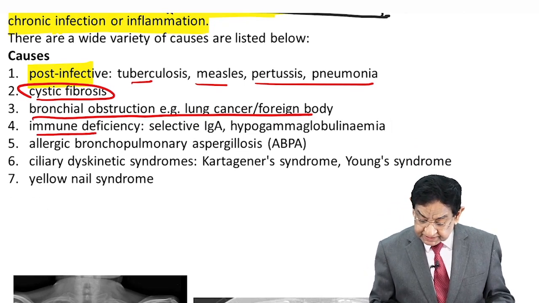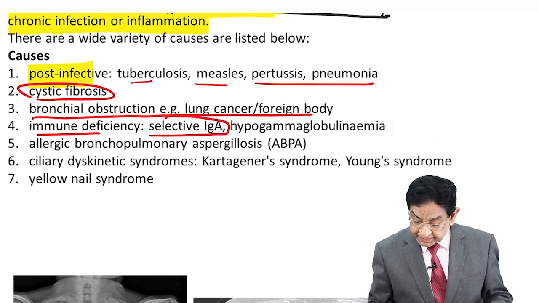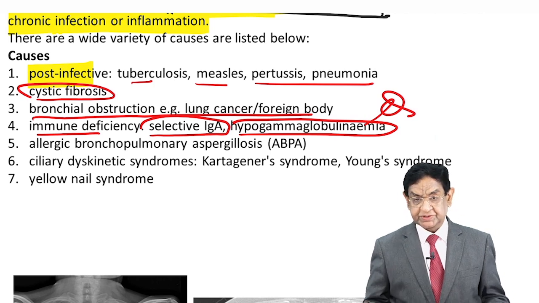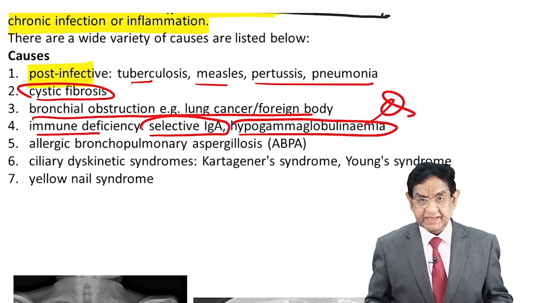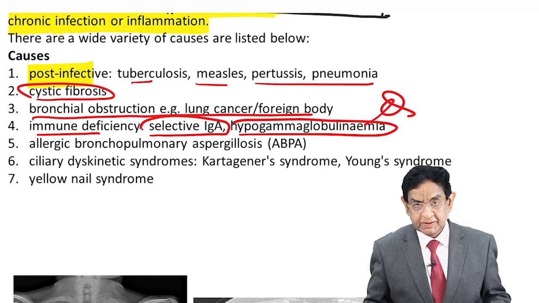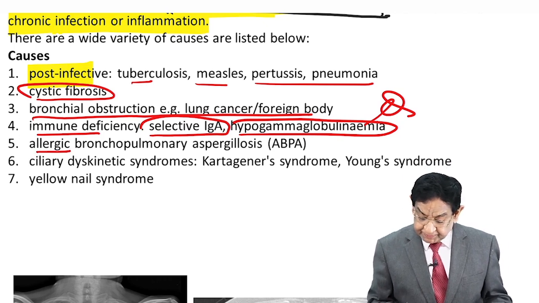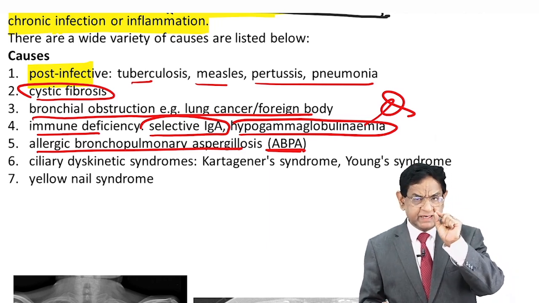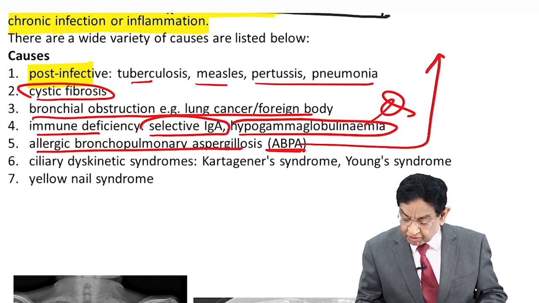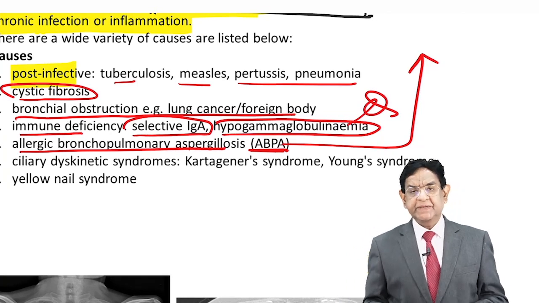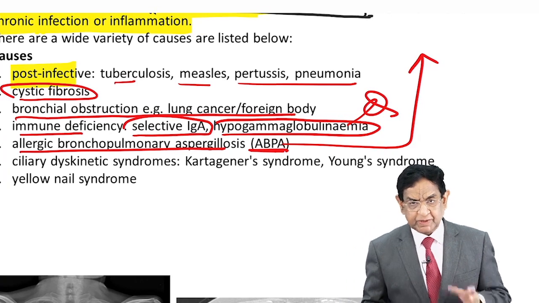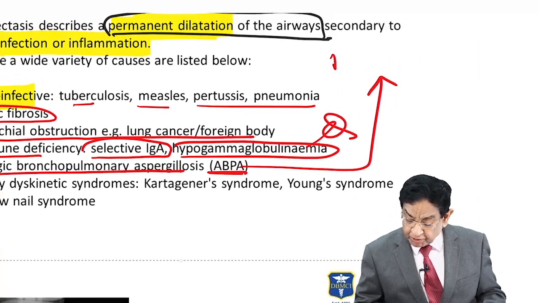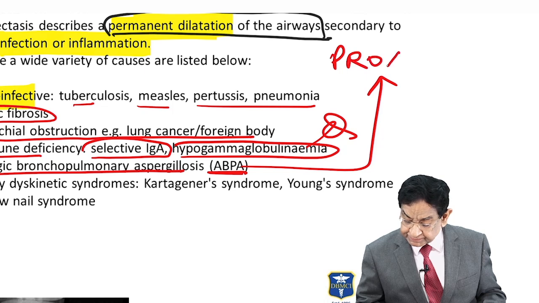Immune deficiency, selective IgA, hypogammaglobulinemia, they are very frequently asked questions. So immune deficiency can predispose to an allergic ABPA. And whenever they ask ABPA, there is a special thing they talk about. Yes, ABPA can lead to bronchiectasis, but the special thing about it is that it leads to proximal bronchiectasis.